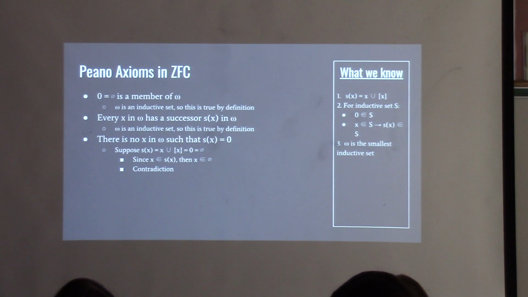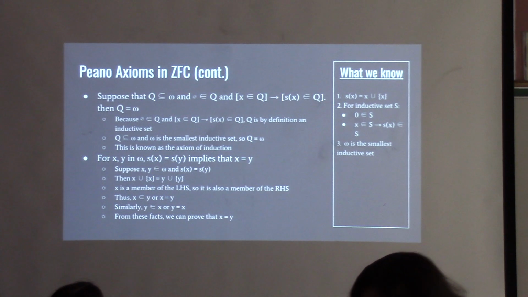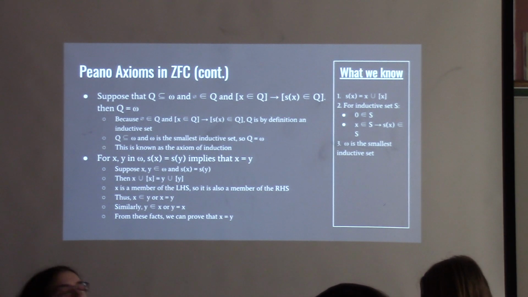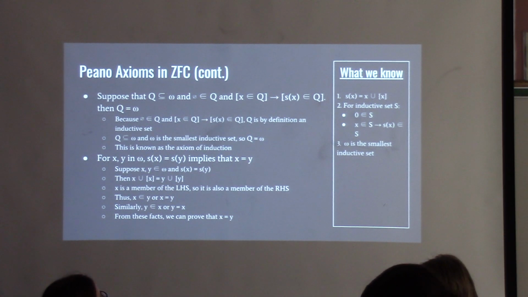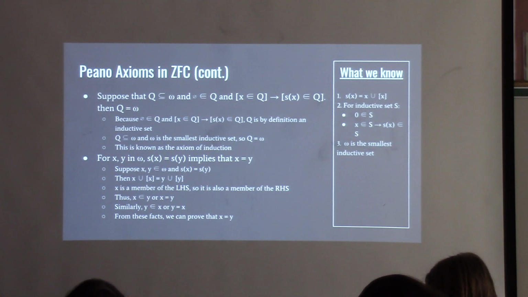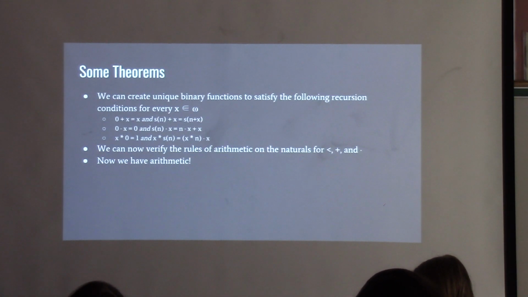And what are the Peano axioms? Well, there's a number 0. Of course there is, because we have an axiom that says it. And then every number has a successor. It all just works out. Oh, this is the proof. No, we're not doing it right now. This is the proof of induction from our definition of omega. Check it out later. It all works out.